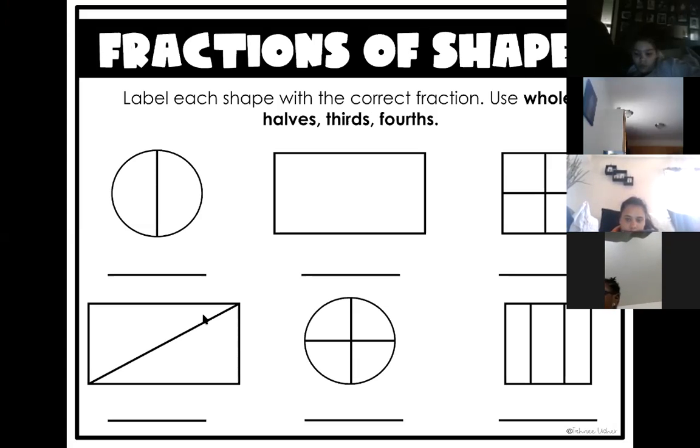This one at the bottom that's got a cut diagonal in the rectangle. What is this one cut into? Is this halves, thirds, or fourths? Halves. I hear a lot of people saying halves. Thank you. All right, now the circle in the middle.